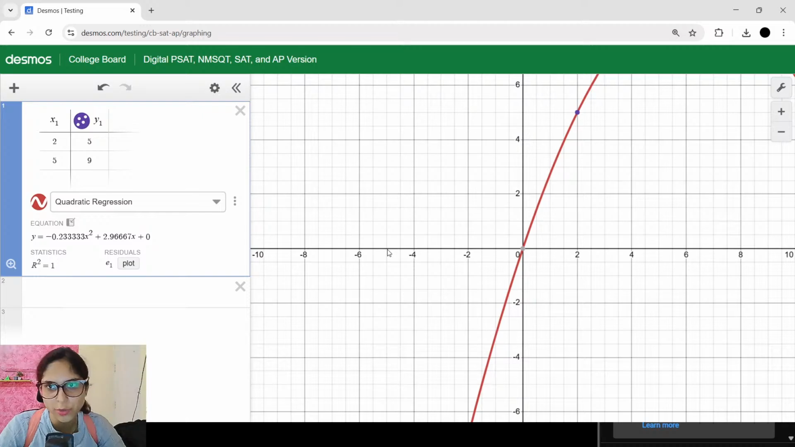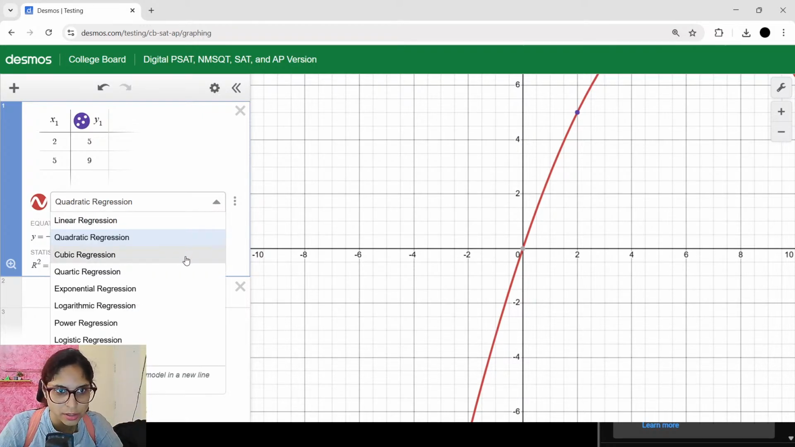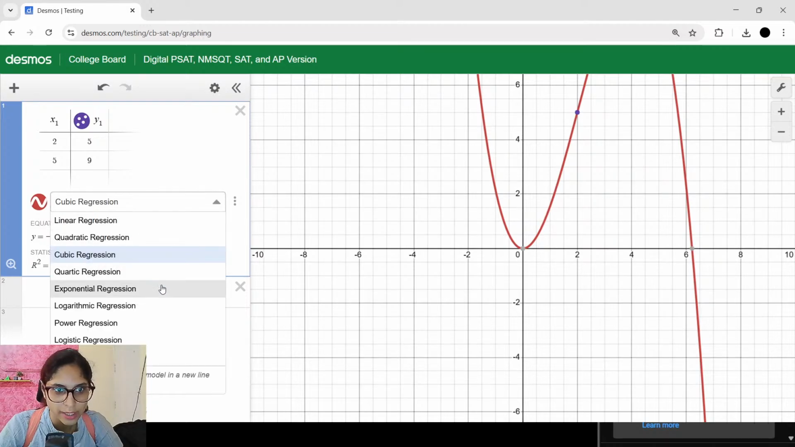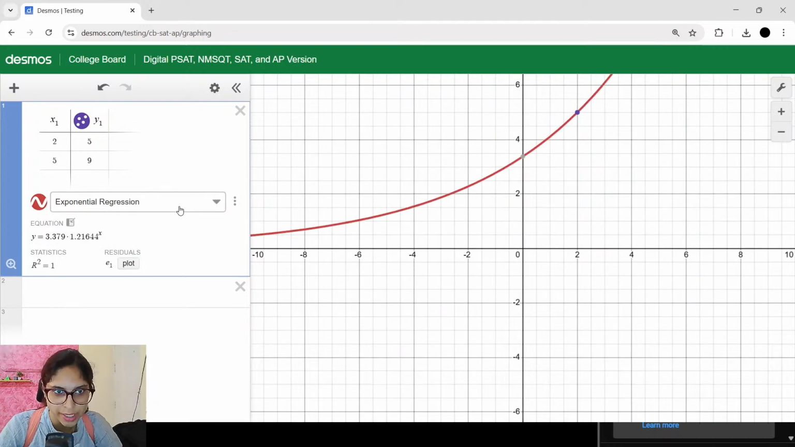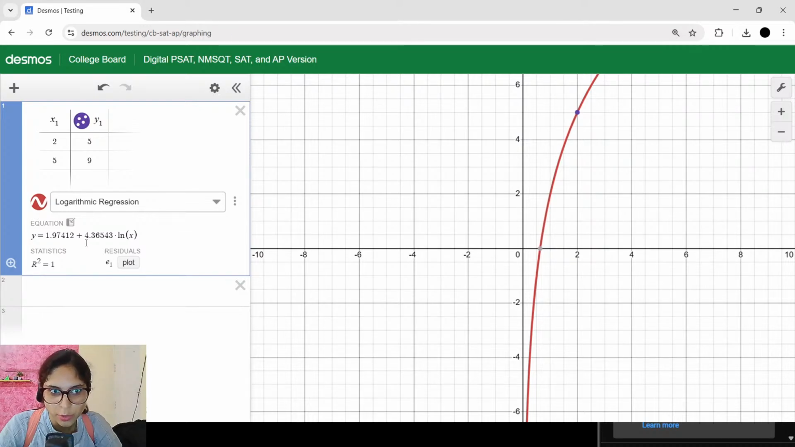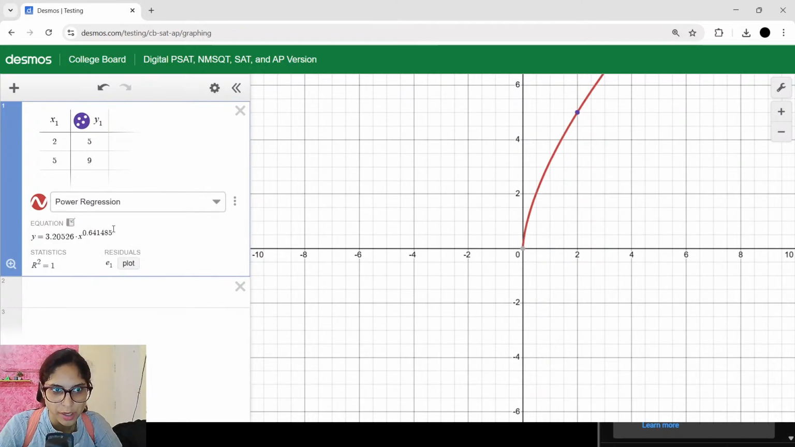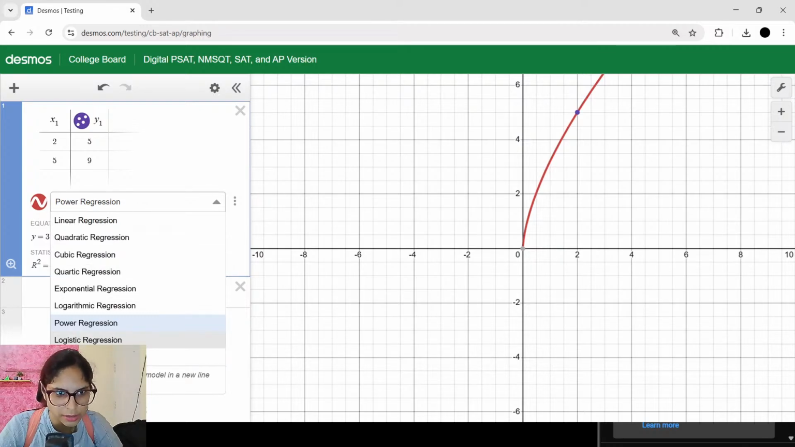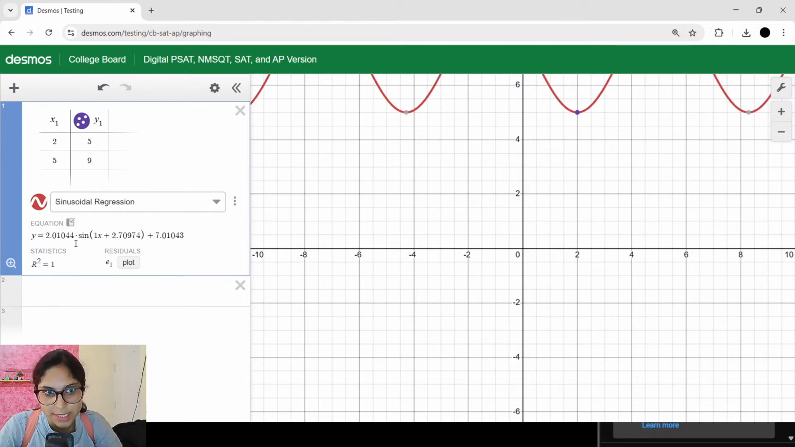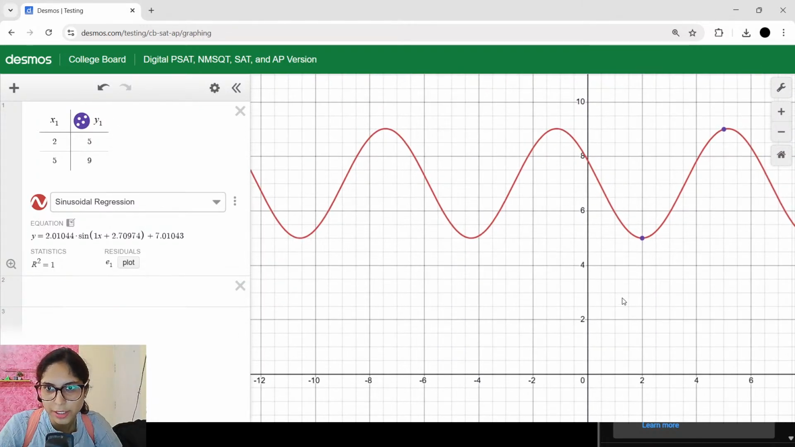If you want quadratic regression, of course, you will need 3 points, but yes, you can do your quadratic regression, cubic regression, and then exponential regression. It's a times b to the power x. You can also do your logarithmic regression, a plus b ln x. Your power regression, that's not needed. Mostly you'll be needing sinusoidal regression, which you can also use. It's like this, a times sine of bx plus c, plus d. So this is what you can directly do, and this is the graph that you can see over here.